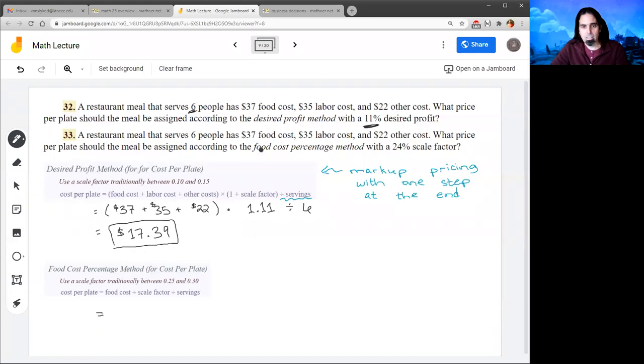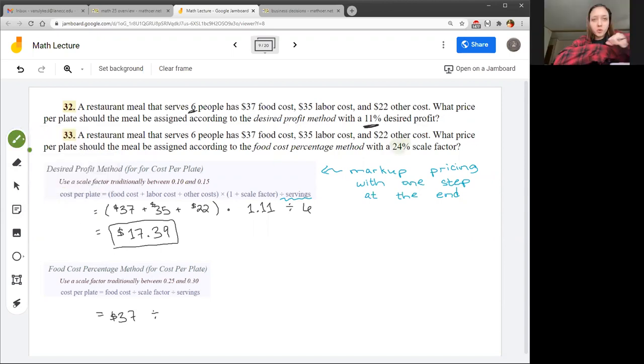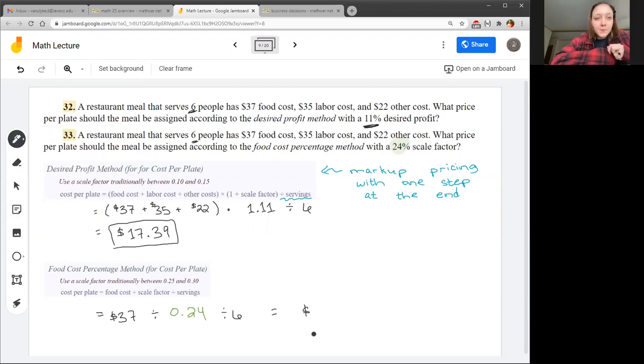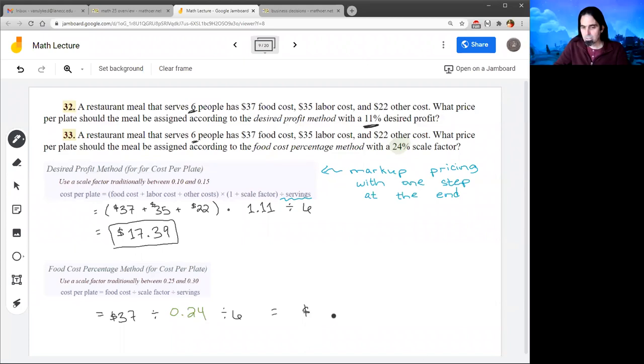Yeah. So in this case, the food cost was 37, and we ignore the others, divide it by their scale factor, which is 0.24. And then it's still 6 people. Equals 25.7. Yeah, 25.69.